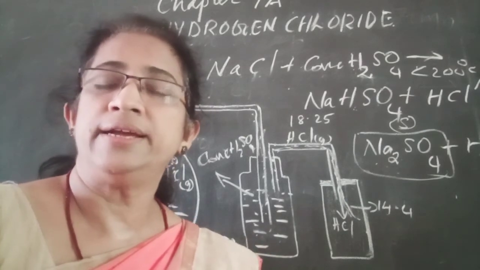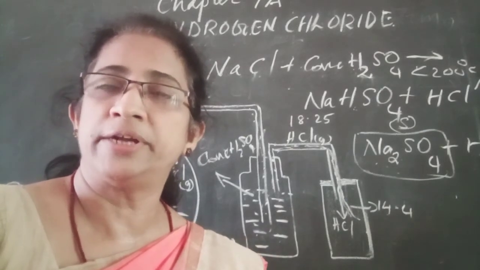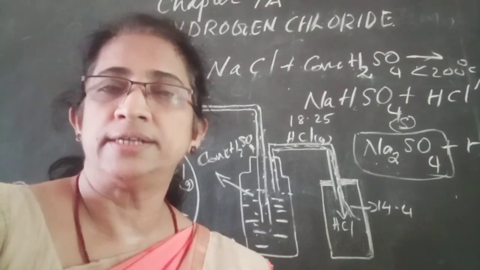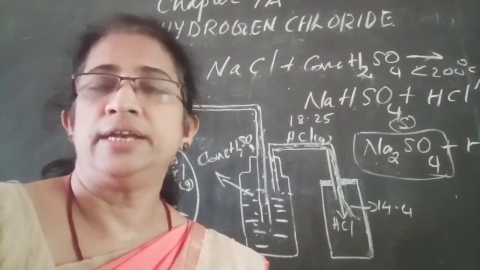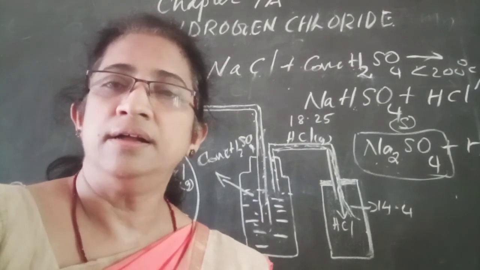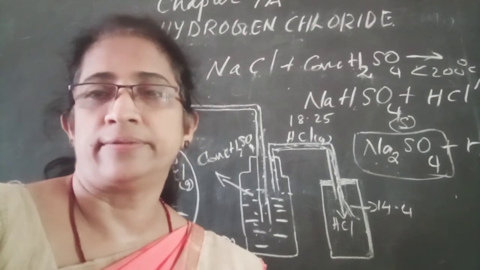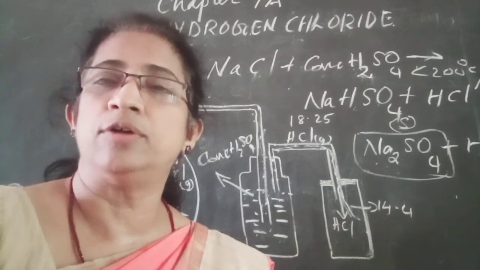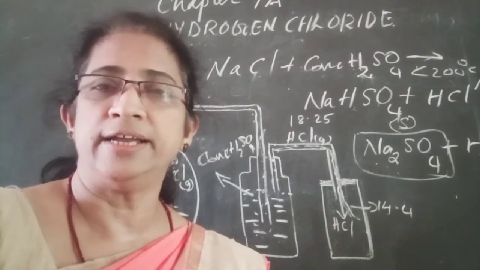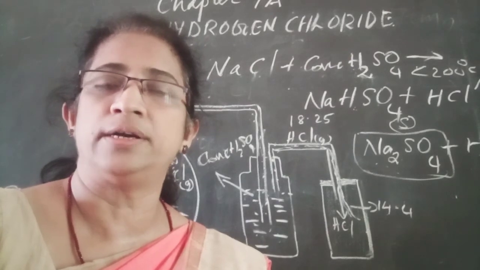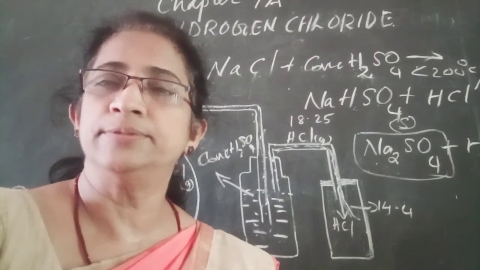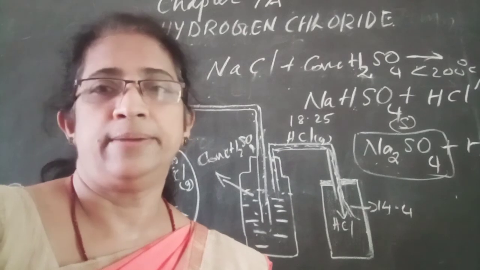Name the drying agent used in the preparation of HCl: concentrated sulfuric acid. And name the method of collection of HCl: upward displacement of air. Why is HCl not collected over water? Because HCl is highly soluble in water. 1 volume of water dissolves 452 volumes of HCl at ordinary temperature.